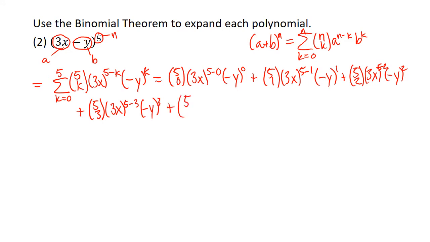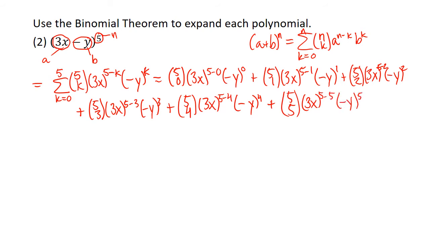And then 5 choose 4, 3x to the 5 minus 4, and then negative y to the 4. And then finally, 5 choose 5, 3x to the 5 minus 5, and then negative y to the 5. Okay, and so from here I just need to simplify all of this.